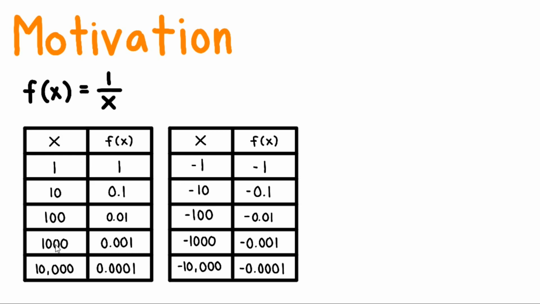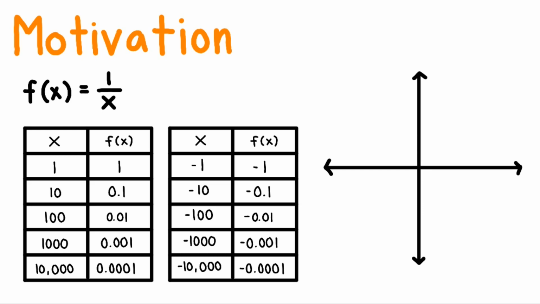Observe that as x increases, f of x gets closer and closer to 0. Similarly, if x constantly decreases, f of x gets closer and closer to 0 as well. And to further understand this, let's try to check out the graph of f of x equals 1 over x. So let's plot in the function.